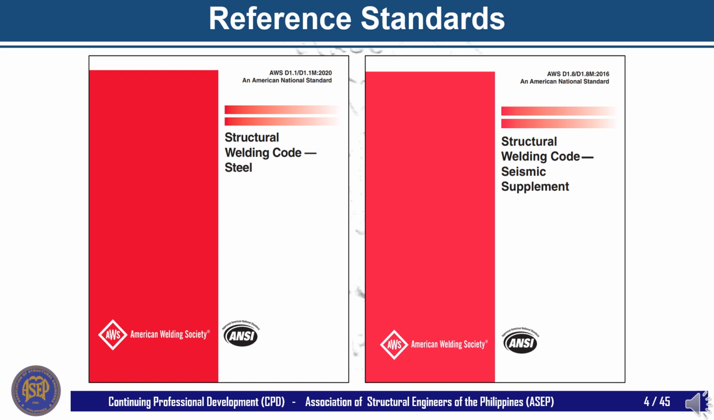AWS D1.8, the right image, contains the additional provisions intended to be applied to joints or members that are designed to resist yield level stresses or strains during design earthquakes. Note that in this standard, it is assumed that the structure has been designed in accordance with the AISC seismic provisions.